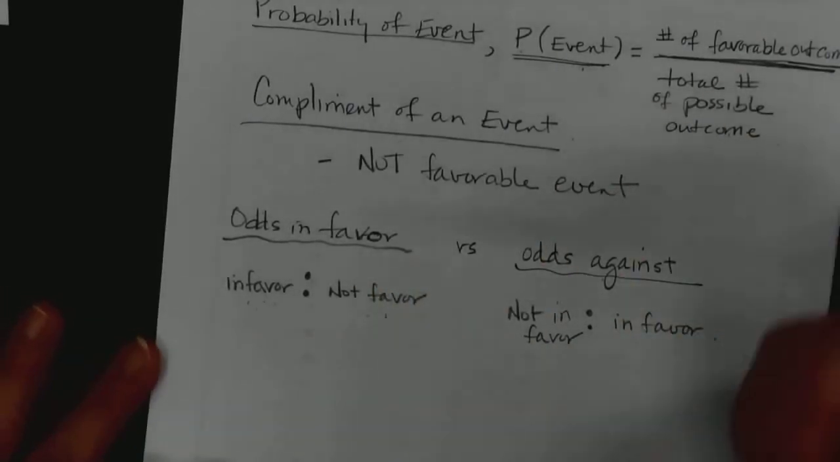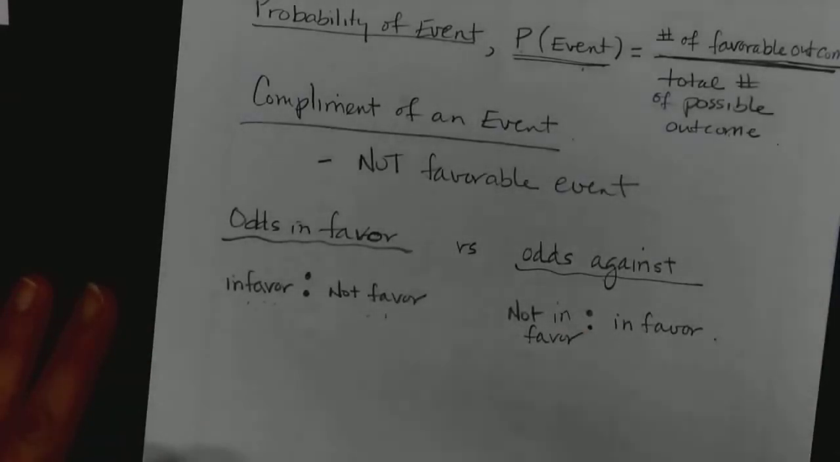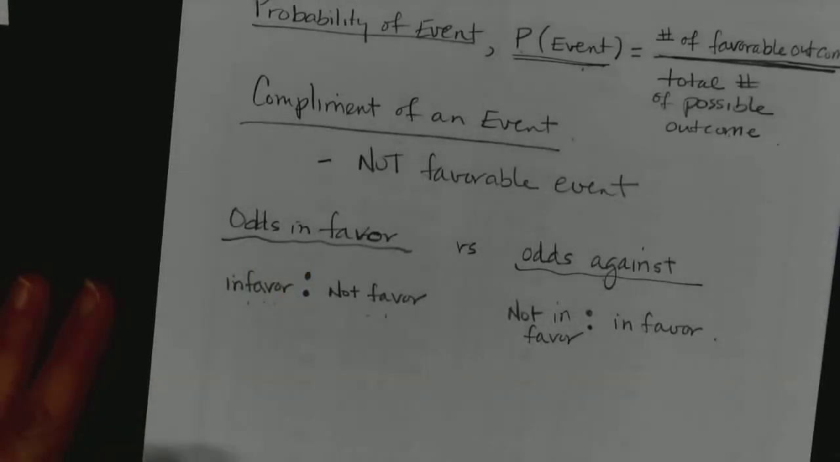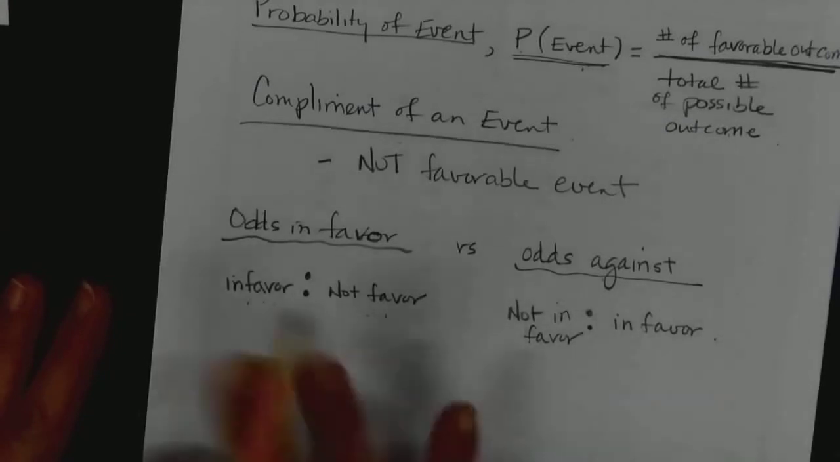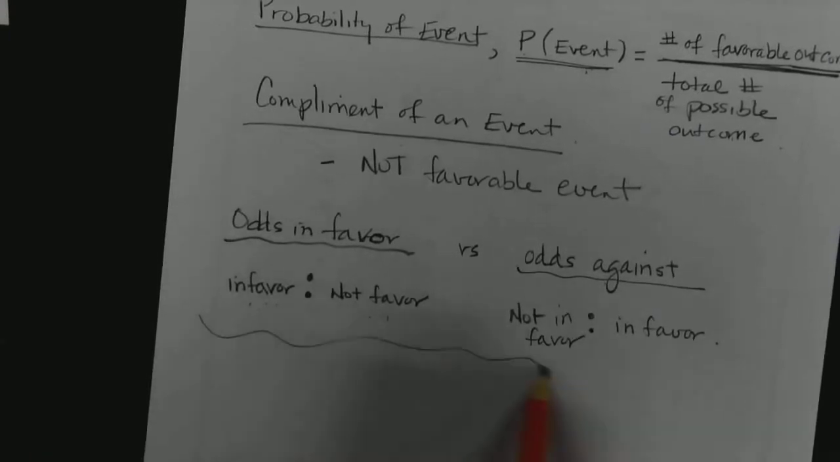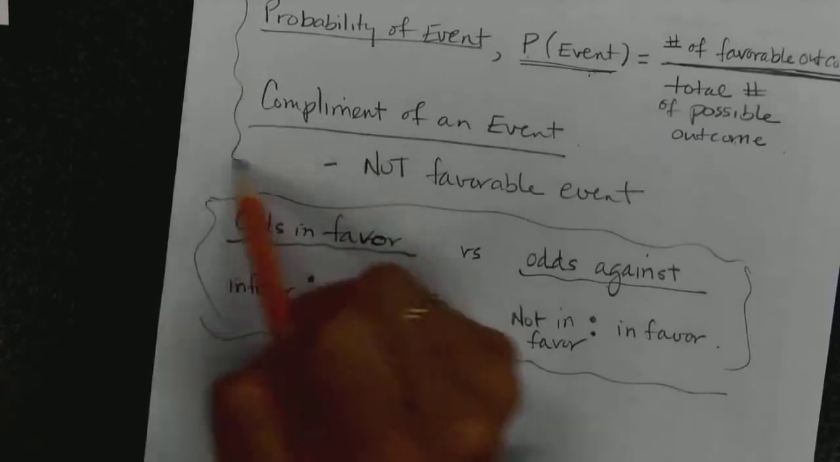So let's say I want to roll the evens. What is the odds in favor of rolling an even number? Well, even would be 3, right? Then the other part would be, how many are not even? 3. So my odds in favor of rolling an even would be 3 to 3 or 1 to 1. Not the total, there's no total amount there. I'll give you examples of this. So this is your odds in favor and odds against, and these are your probabilities.